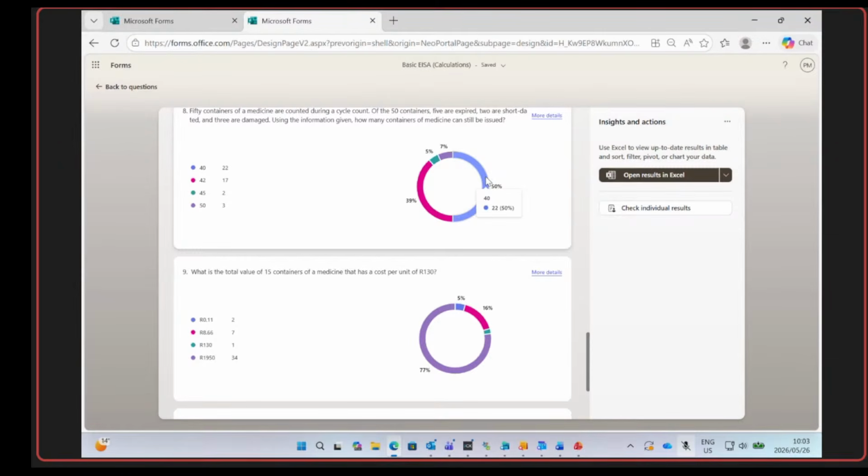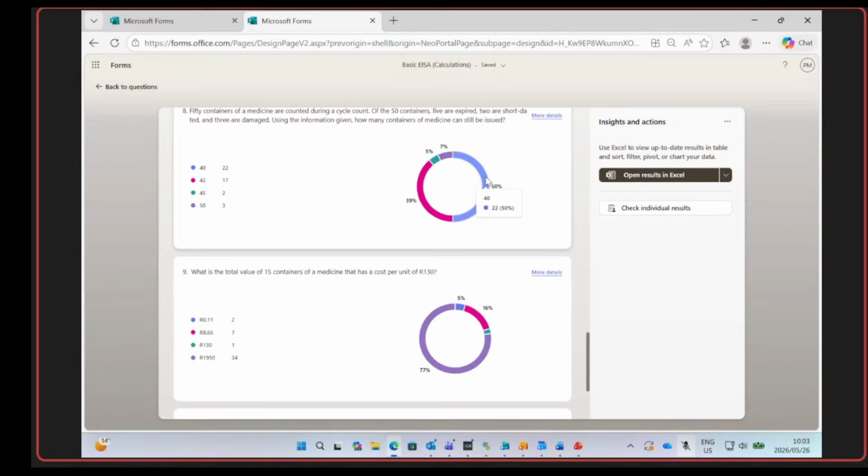All right. So please apply your mind. If it says short dated, does it mean it cannot be used? No, it can be used. So we do need to be able to identify which of those can be issued. And so of the 5 that are expired, we cannot issue them. And the 3 that are damaged, we cannot issue them. But the 2 short dated ones can definitely be issued. So it's only 8 containers of medicine that are non-issuable.